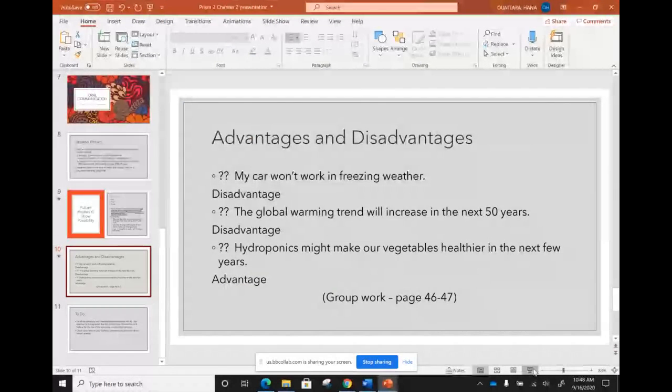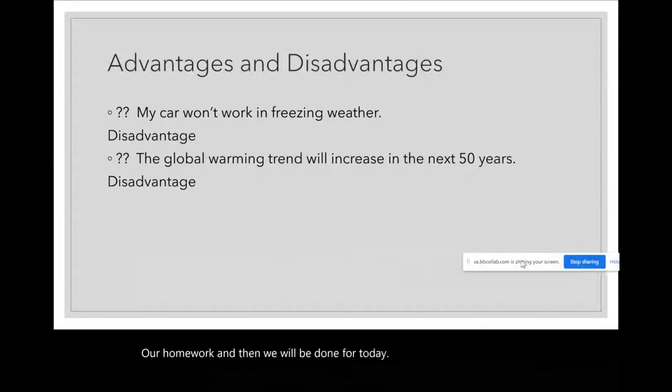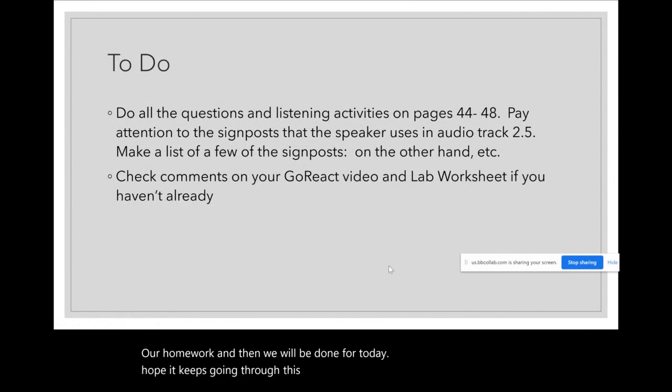Okay, so let me show you our homework, and then we will be done for today. Okay, so you're going to do all the questions and the listening activities, pages 44 to 48. In your listening on audio track 2.5, I want you to listen for signposts that the speaker uses, and make a list of a few of the signposts, like on the other hand, or any others that you hear. So we're going to talk about counter arguments on Monday, and next week you're going to do a practice speech.